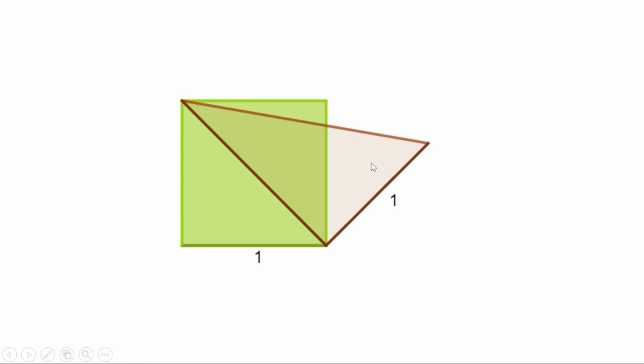Let us draw squares on all its sides. Draw a square of side 1 unit. Draw its diagonal. Draw a perpendicular of 1 unit at one of its ends. Now join these two to get the right triangle. We have to find the length of the hypotenuse, or this length.